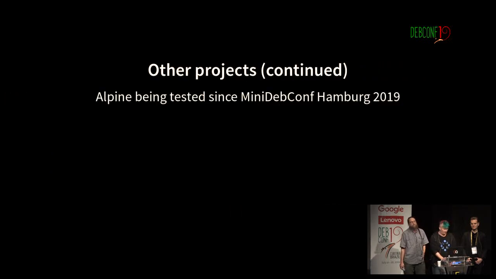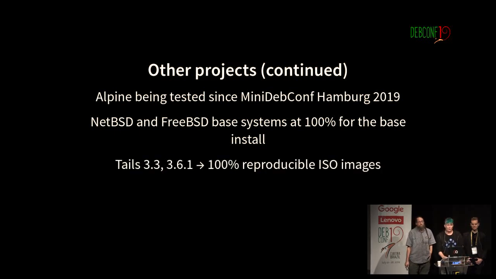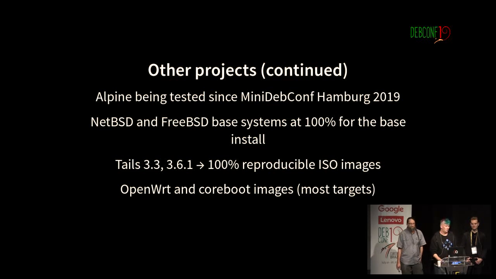And there's more been happening. Since the mini DebConf in Hamburg, Alpine Linux is being tested. In Hamburg there was one person from Alpine, one person from Arch Linux. It's really nice. And NetBSD and FreeBSD, their base system is 100% reproducible, but we haven't looked into their packages or ports, as they call them. And Tails now produces 100% reproducible ISO images, which is pretty great. And OpenWRT and Coreboot images are also mostly reproducible. Some targets are not, but yes.